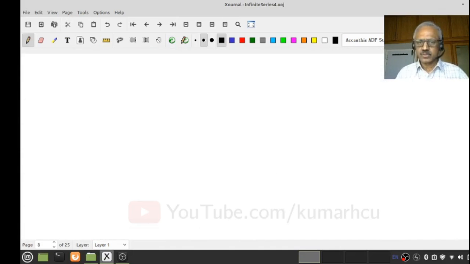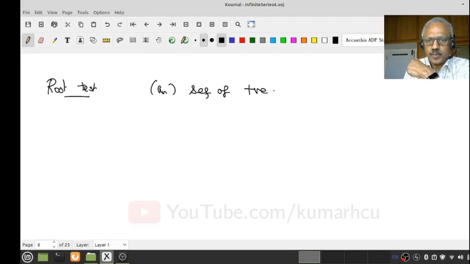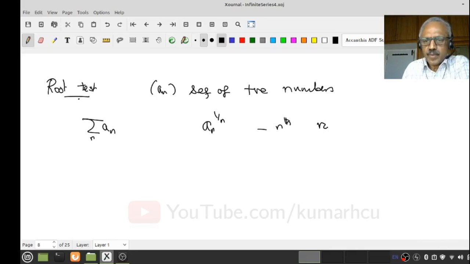Okay, so root test, what does it say? All these tests are for positive terms. So let a_n and b_n be sequences of positive terms. Let us look at summation a_n, the associated infinite series. So this is the nth root. You can say a_n are positive for any n. If a_n is positive for any n, the nth root of a_n exists. For a_n, you take the nth root of a_n. Okay, right. So what does it say?